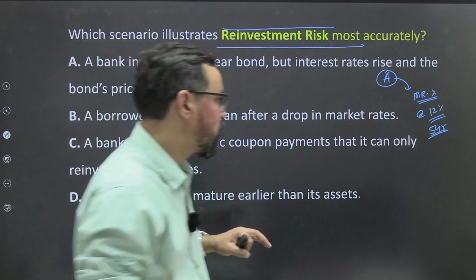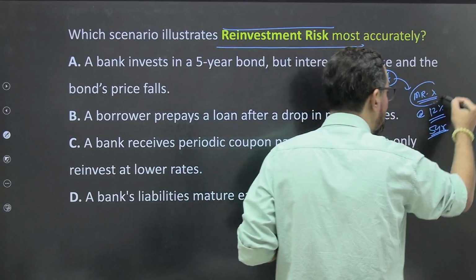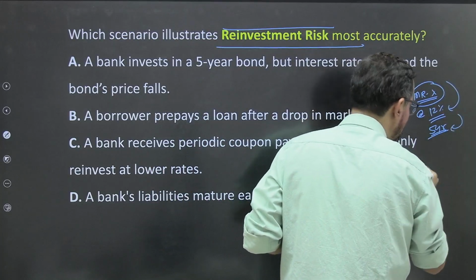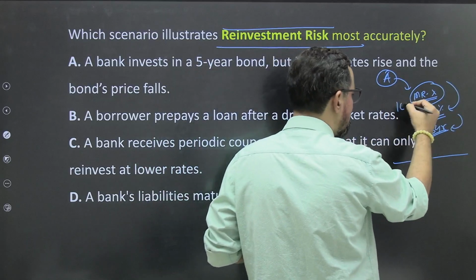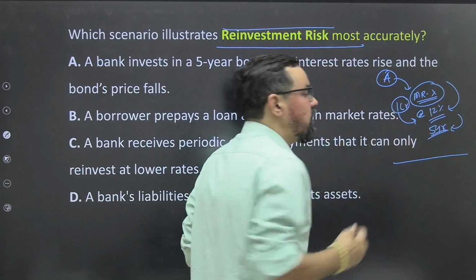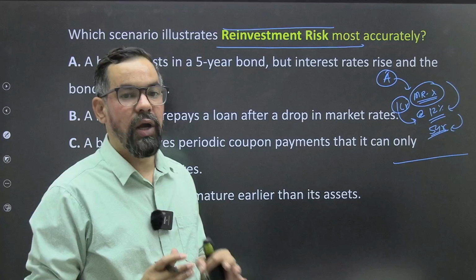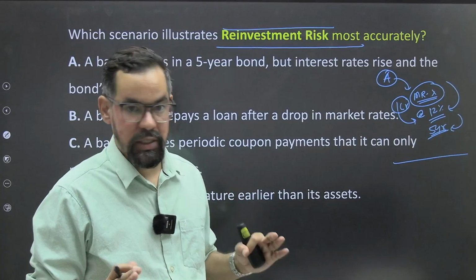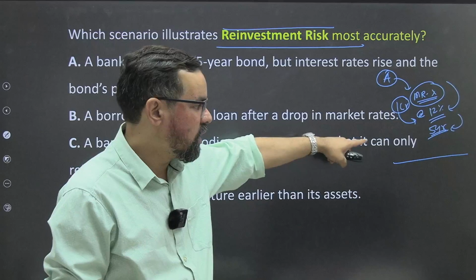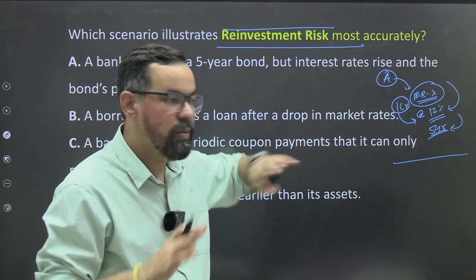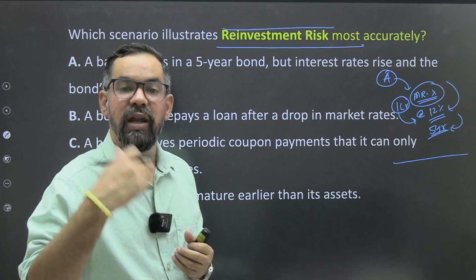So we gave X a loan at 12% for 5 years. Let's say the value was 1 crore. During these 5 years this asset generated 12% interest for us. Now this asset is maturing at the end of the 5th year. Obviously we will find some other customers.